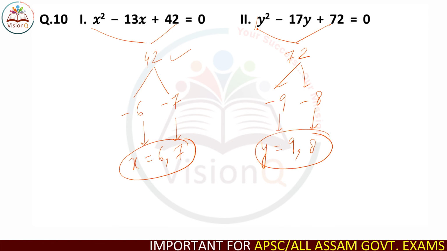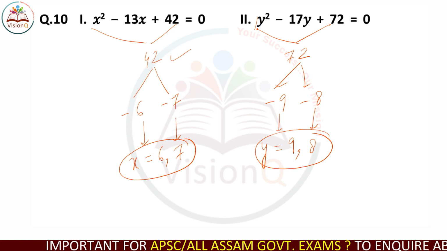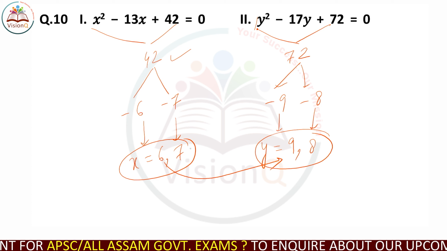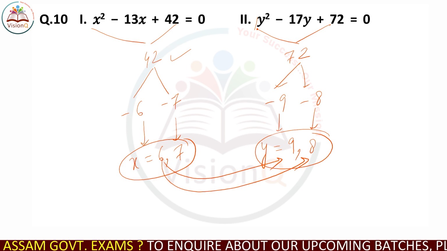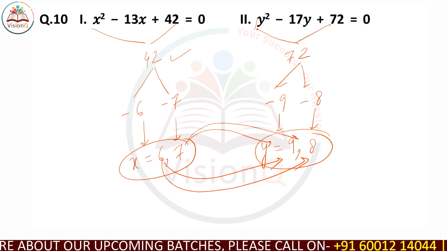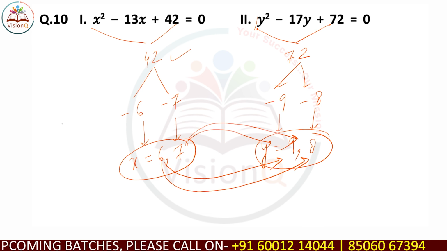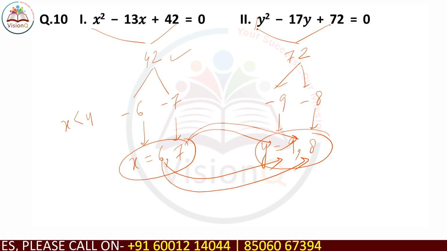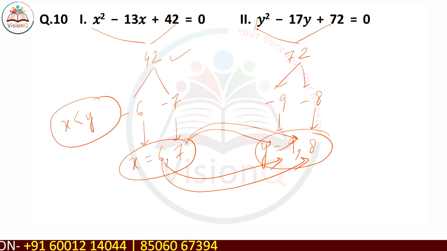So, the next step is to compare x and y. If I compare 6 with 9, it is less than y. Again 6 with 8, it is again less than y. 7 is less than 9 and 7 is less than 8. So, the answer of this question number 10 is x is less than y. So, these were some questions of quadratic inequalities asked in the mock test held in the institute.